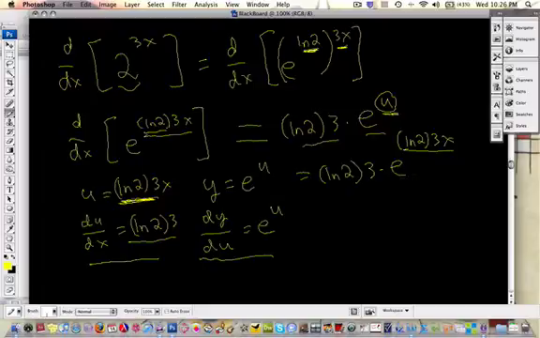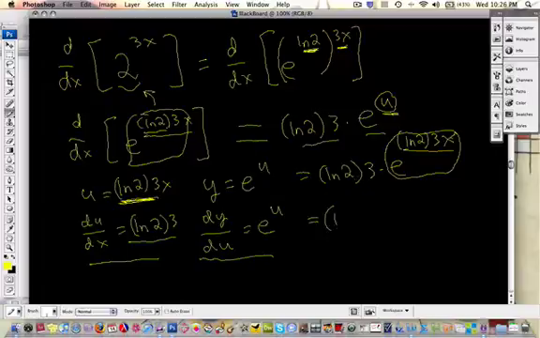And I'm not going to forget the step I forgot last time, which is to take this, which looks kind of ugly, and realize that it is the same as this, which was originally written in a nicer looking way, 2 to the 3x. So the answer is ln 2 times 3 times 2 to the 3x.